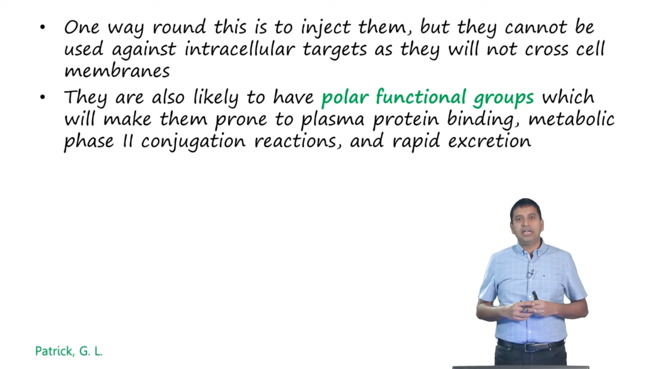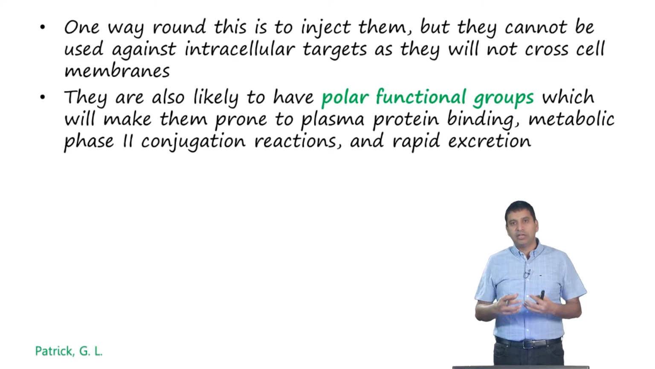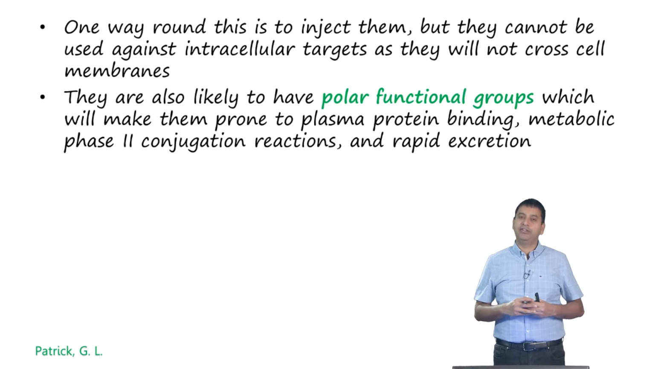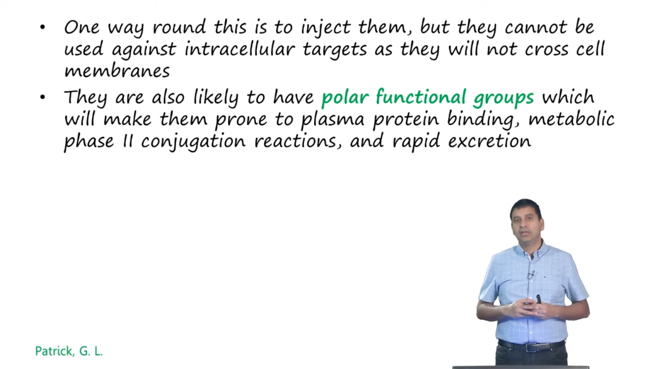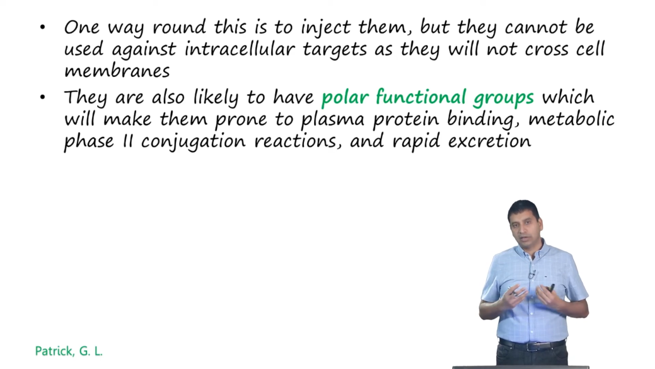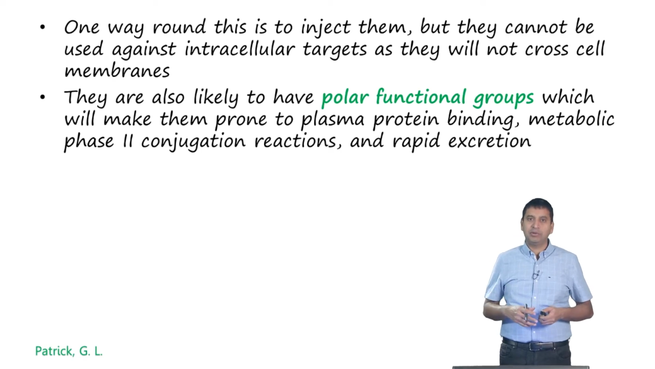They are also likely to have polar functional groups which will make them prone to bind to plasma protein. Once the compound binds to the plasma protein, it circulates in the body for a long time without releasing into the area where it is supposed to interact with the target. Also, having polar functional groups can make it a candidate for phase 2 conjugation reactions, which will also result in rapid excretion.